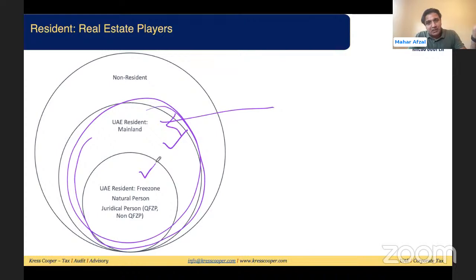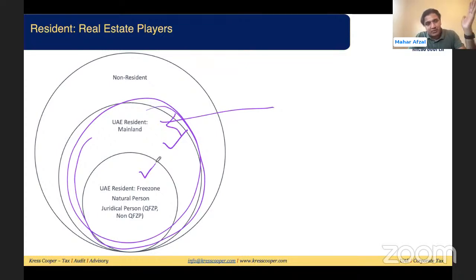And if these are not the persons, the players I will discuss, contractors, subcontractors, developers, brokers, if these parties are not UAE resident, then we need to look if they're non-resident. If they are non-resident, it means these are players not being controlled and managed from the UAE. They don't have any fixed establishment in the UAE. They don't have any business in the UAE. These will be non-resident. We already discussed everything in detail in the past.